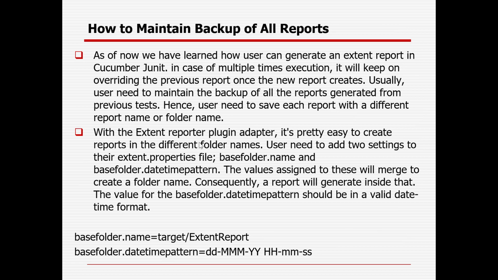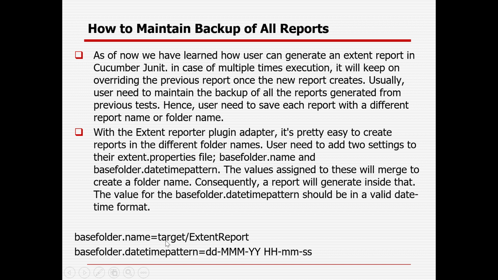As of now, you have learned how a user can generate an extent report in Cucumber JUnit. In case of multiple executions, it will keep on overriding the previous report once the new report is created. Usually, the user needs to maintain a backup of all the reports generated from previous tests. Hence, the user needs to save each report with a different report name or folder name. So with the extent reporter plugin adapter, it's pretty easy to create a report in a different folder name as well. The user needs to add two settings to their extent.properties file, basefolder.name and basefolder.datetimepattern.